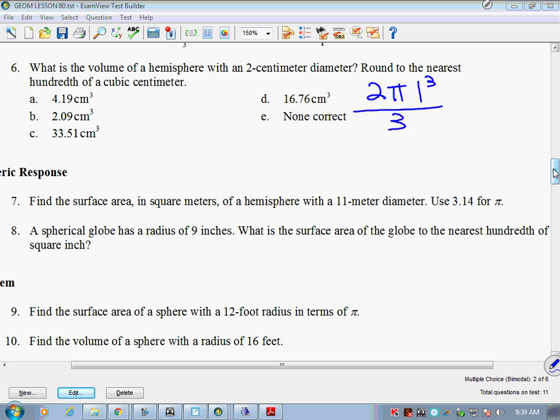Okay, what's 1 cubed? Just 1, right? Okay, so what's 2 times 1? 2. So it's just really 2/3 times pi, right? So what's 2/3 times pi? Anybody? 2.09 centimeters cubed.